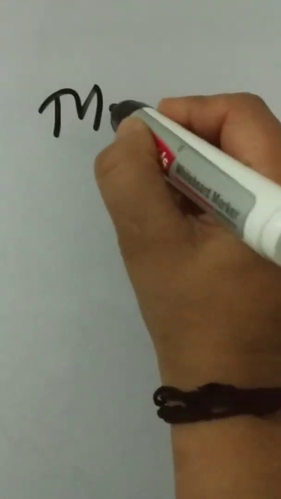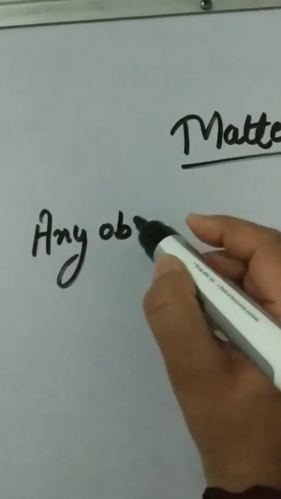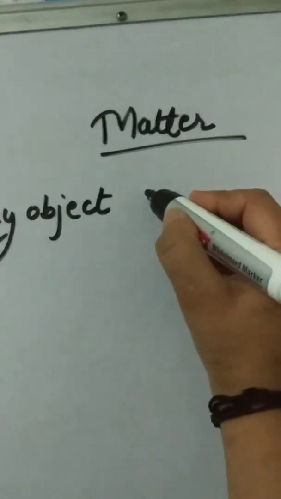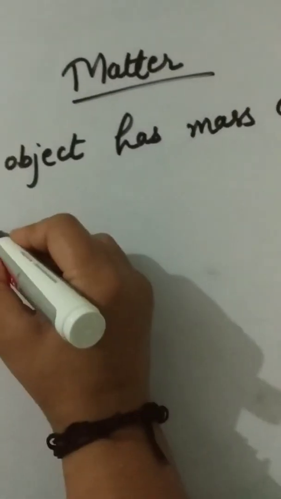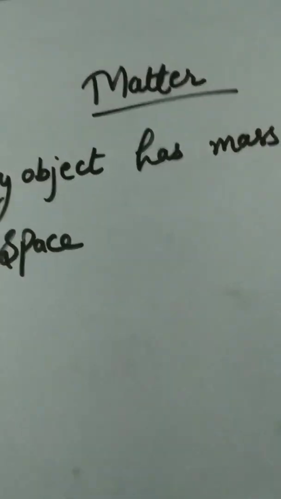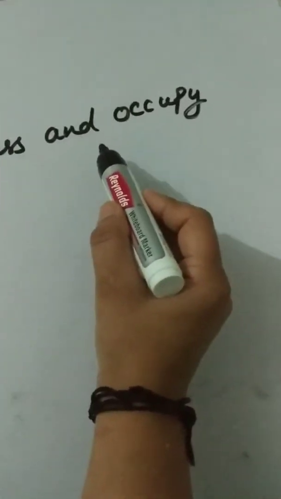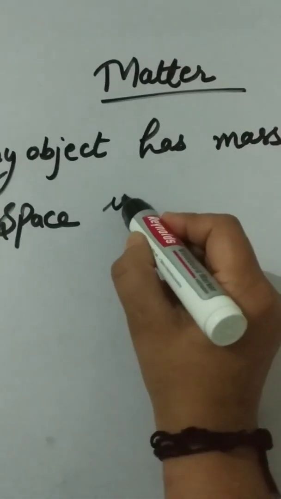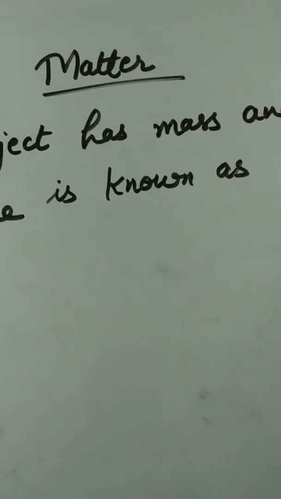Matter. First, what is matter? We know any object has mass and occupies space. That object is known as matter. Any object that has mass and occupies space is known as matter. This thing we know very well.